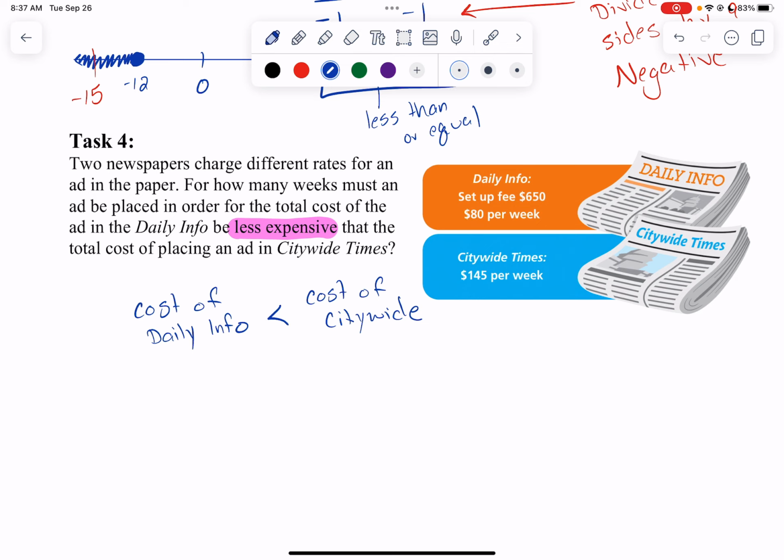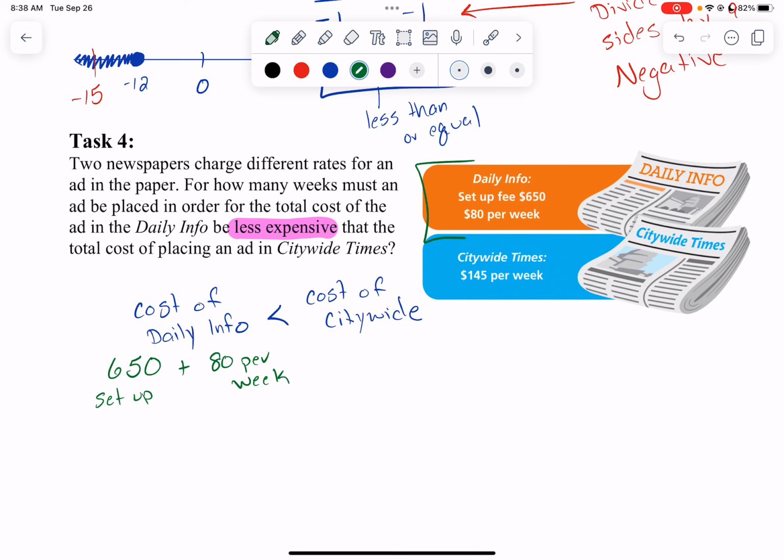So I need to find what's the cost of Daily Info. So I'm going to go ahead, switch colors. We'll do green. Here, my Daily Info. The setup fee is $650. So I'm paying the $650 regardless. So that's my setup fee. Plus 80, and then they're going to charge me $80 for every week. So plus 80 per week.